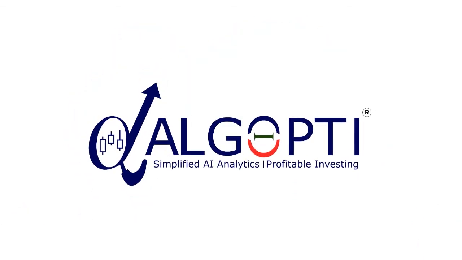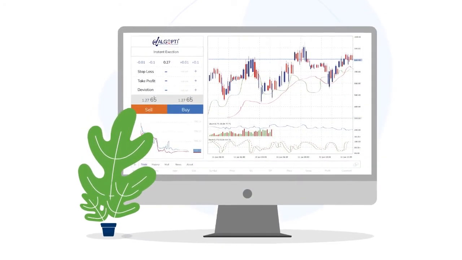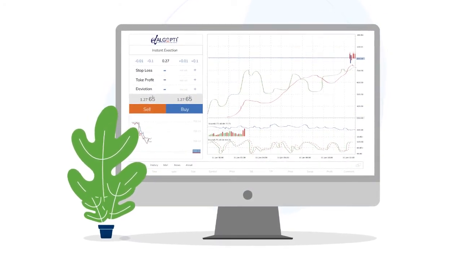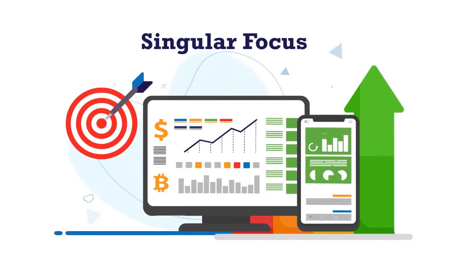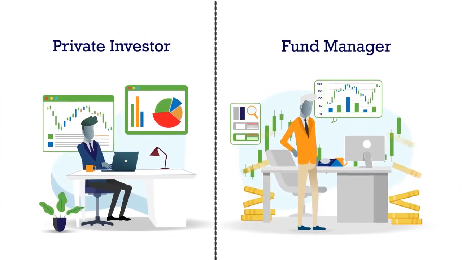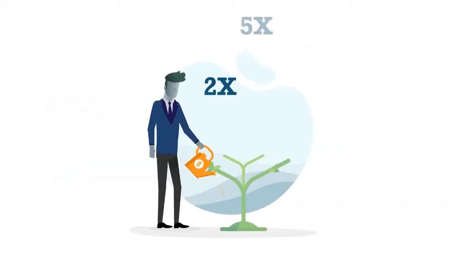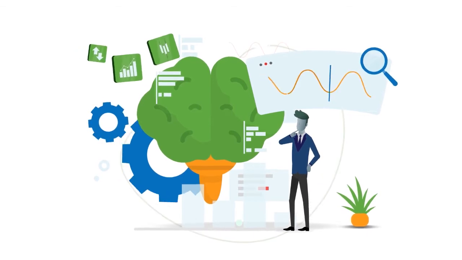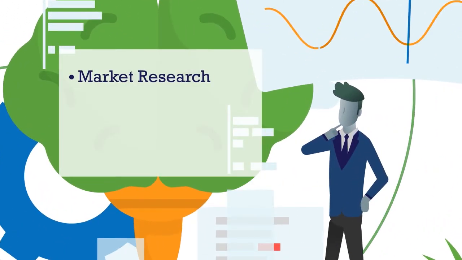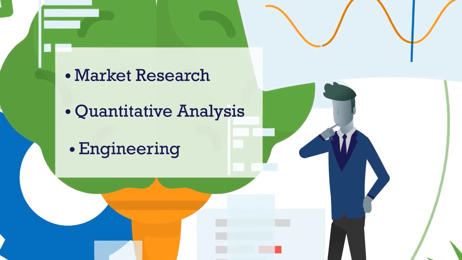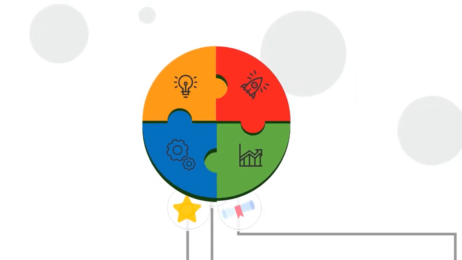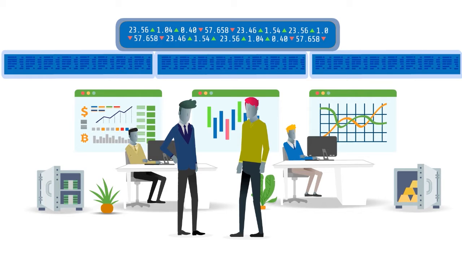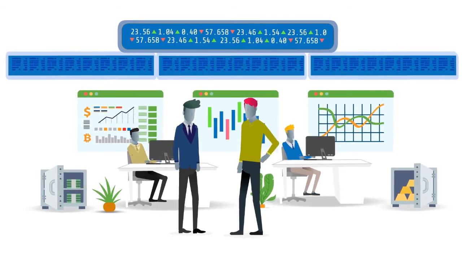Let me introduce Algopti, a patent-pending, AI-driven, full-fledged trading platform designed to churn through complex predictive analytics and provide simplified, actionable investment intel with a singular focus to help individual investors and even institutional fund managers grow and multiply their account size. Algopti is a holistic AI-driven investing system that resulted from over a decade of market research, quantitative analysis, and engineering. It is comprised of 4 components, best referred to as engines, that synergistically combine to provide the average investor with a professional institution-grade edge in the stock market.